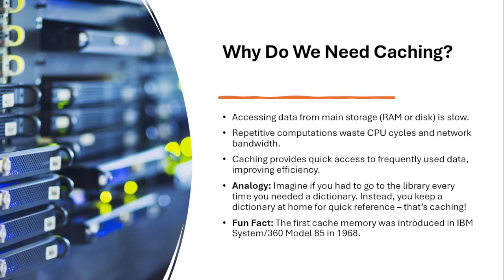You can think of caching like this: if you went to the library every time you needed a dictionary, that would be time consuming. Instead, you keep a dictionary at home so you can quickly reference it whenever needed. That's exactly how caching works, storing frequently used data for instant access. Did you know the first cache memory was introduced way back in 1968 in the IBM System 360 Model 85? Since then, caching has evolved to become a critical part of modern computing.